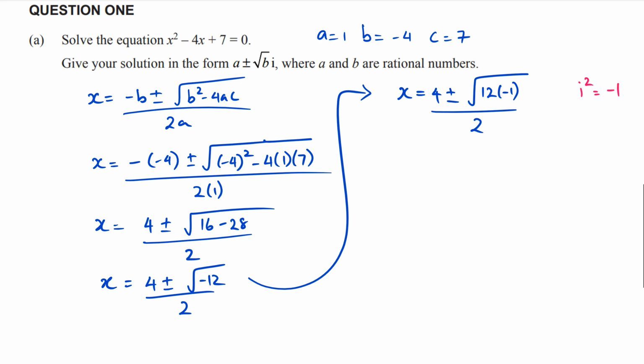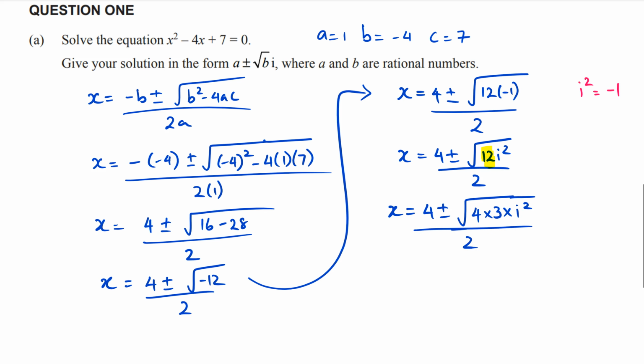So then we can rewrite this as x is equal to 4 plus or minus the square root of 12 i squared, over 2. But the problem is we want this in a plus square root of bi format. So we can break that 12 further down and write it as x equals 4 plus or minus the square root of 4 times 3 times i squared, and that whole thing is divided by 2. So then x is equal to 4 plus or minus, now the square root of 4 is 2. The square root of 3, I can't really do anything with it. The square root of i squared is going to be i, so the square root of 3 is still inside the bracket. And all of this is divided by 2.